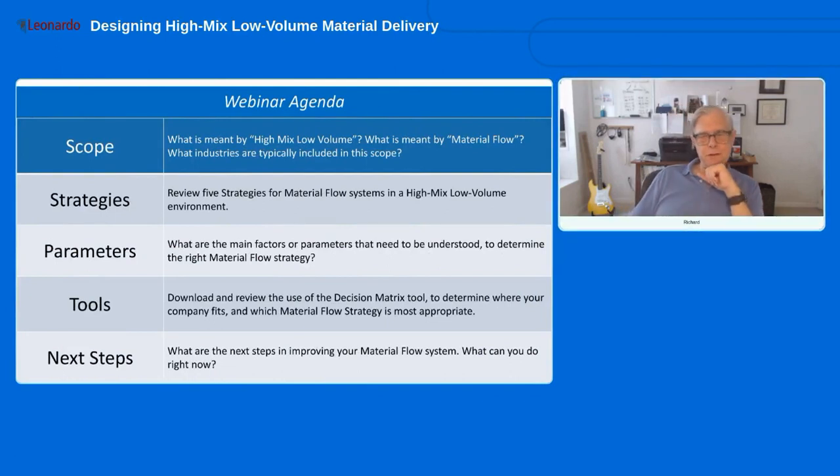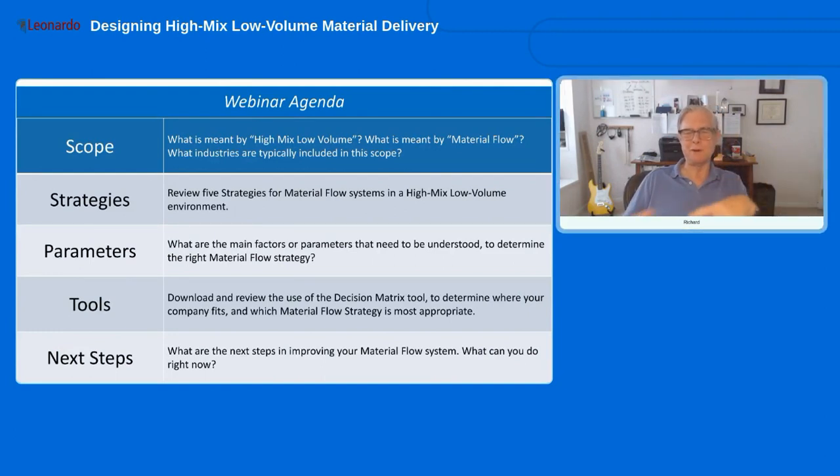So the agenda for this webinar, I'm going to be talking about first of all, some definitions. So what do we mean by high mix, low volume? What do we mean by material flow? And then we'll jump right into the strategies and have 5 main ways of doing this that we'll analyze. And I think for every one of the methods or strategies, I actually have some examples or case histories of how this was done, with actual real companies.